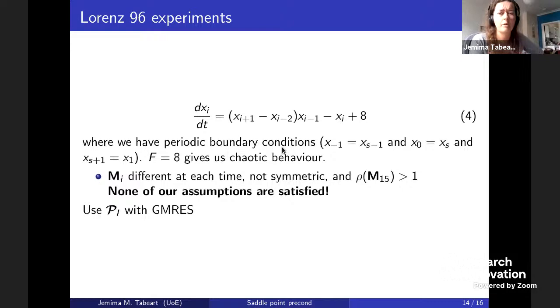This is a series of coupled ODEs, and the forcing term here gives us chaotic behavior. So it's quite a classic toy problem to consider within the data assimilation setting. When we linearize this problem, we get a model that's different every time. It's not symmetric. The adjoint is not the same as the transpose.